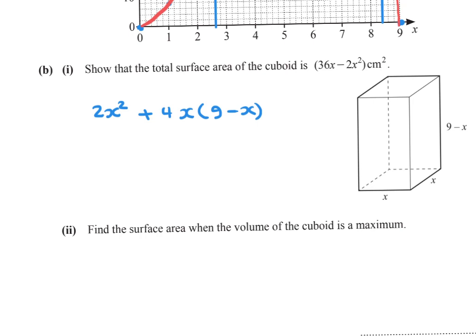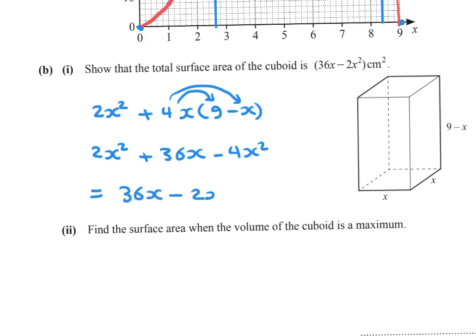So now you can simplify. 2x squared, 4x times 9 is 36x, and 4x times negative x is negative 4x squared. If you combine the like terms, 2x squared minus 4x squared is negative 2x squared. And we have 36x minus 2x squared.